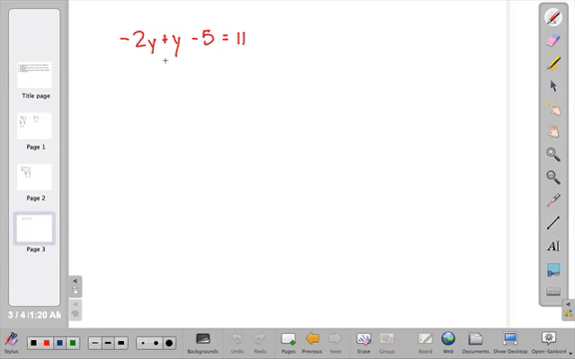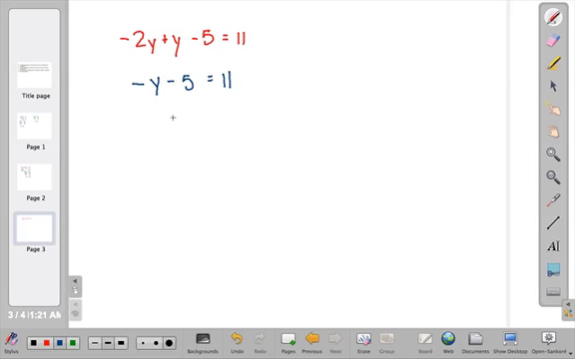And here's our last kind of problem that we're going to do today. This problem requires us to simplify first. Remember, it means to put the like terms together. So if I look on the left side of the equal sign here, I have a negative 2y and I have a y. So that's negative 2 plus, remember there's an invisible 1 in front of that y. So negative 2 plus 1 would be negative 1, so negative y, minus 5 equals 11.